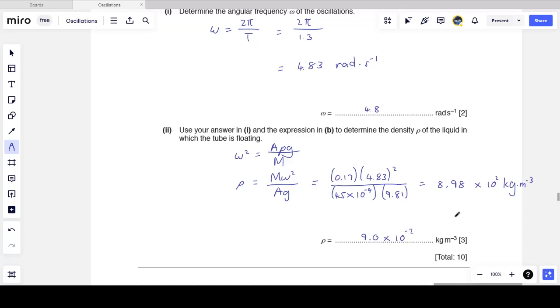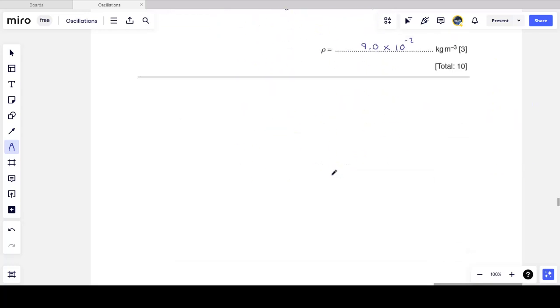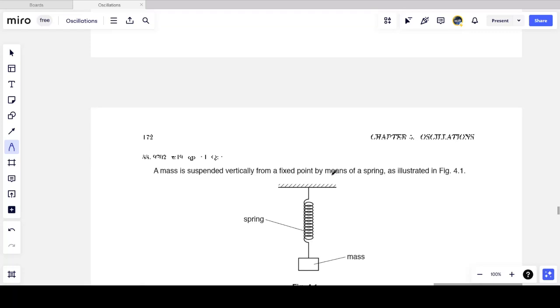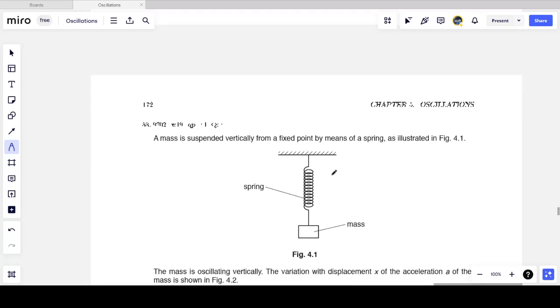So that's the density of the liquid that we have. If you ever needed to find a constant, usually that constant will be within the brackets. That is, the constant will be equal to some combination of variables that are equal to omega squared. And so you can rearrange and solve for that constant. In this case, that constant was rho, the density of the liquid. And so that was a nice long 10-mark question, but we did it in fairly short time.